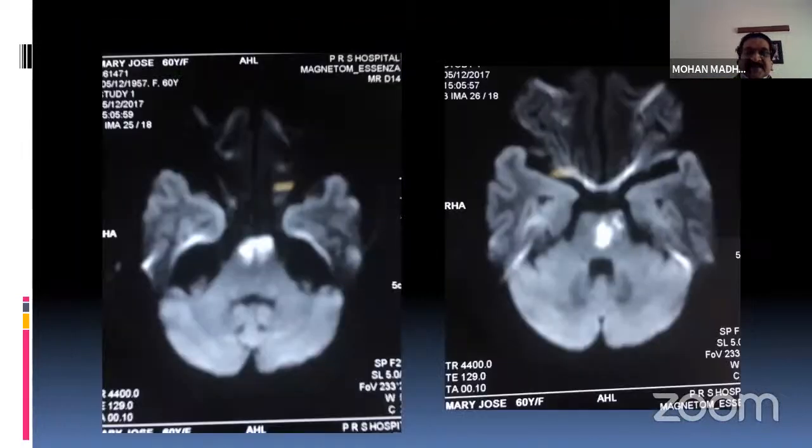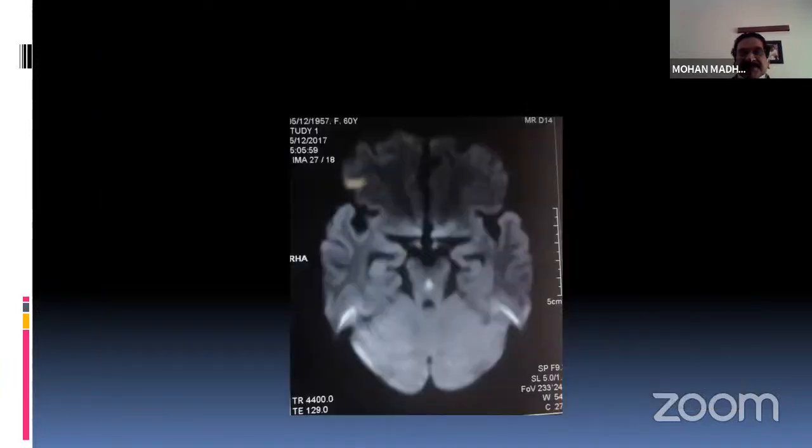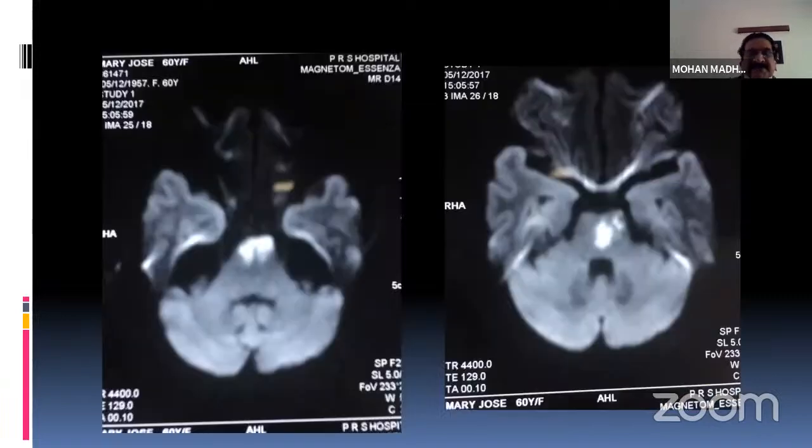Now, as Umar said, it's an upper pontine lesion extending to the midbrain. So he's got upper pons and midbrain affected. Maximum affected area is the upper pons. Okay. Any questions on that case?